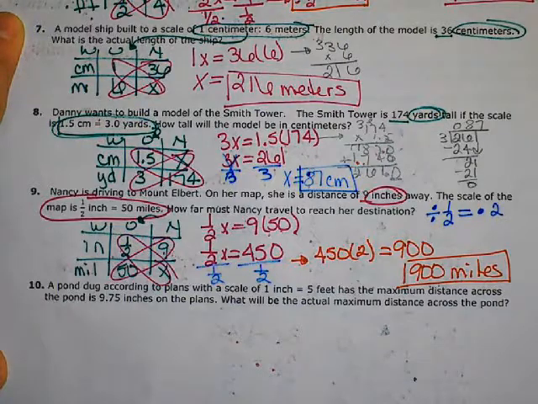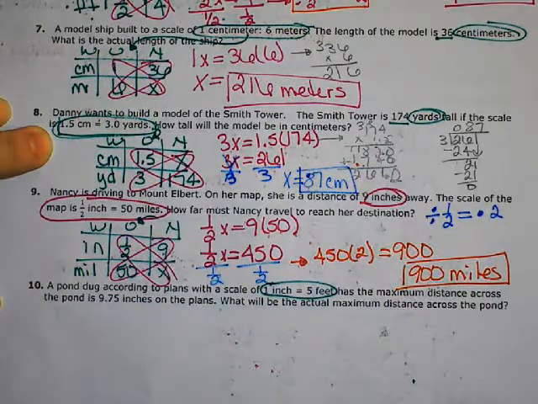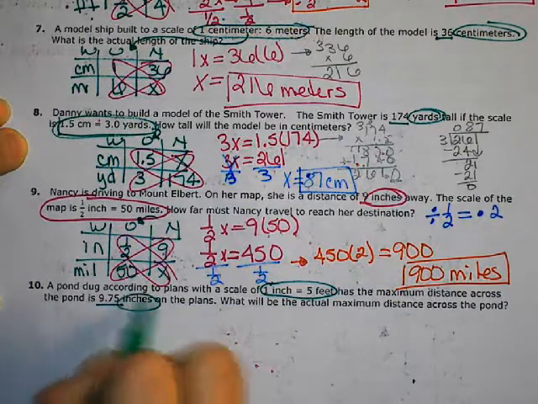Let's see what we can figure out about number 10. A pond dug according to plan with a scale of 1 inch equals 5 feet has a maximum distance across the pond of 9 and 7/500 inches on the plan. What will be the actual maximum distance across the pond?